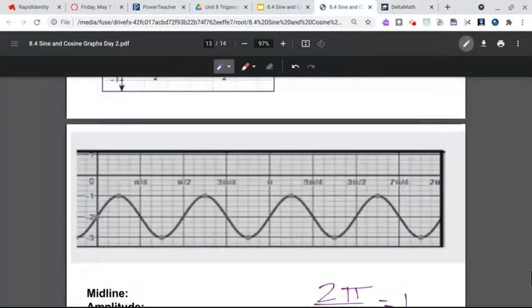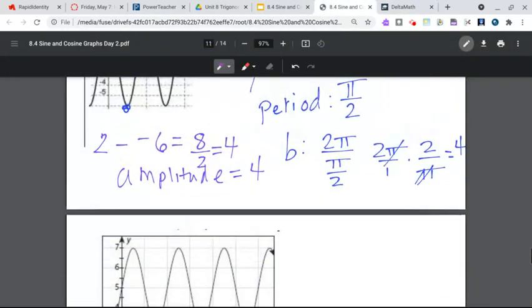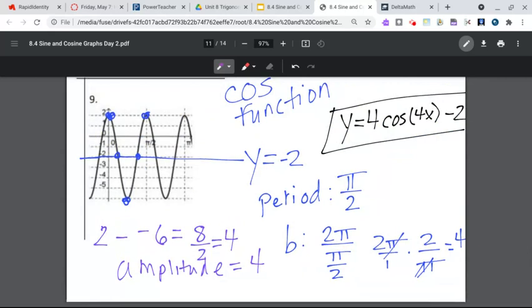Make sure that you wrote down some good example problems. Understand that first find your midline, determine if the graph starts at its midline or not. If it does, it's a sine function. If it doesn't, it's a cosine function. Use the midline to the max or the min to find the amplitude. Remember to find your b value. It's 2 pi over the period, and the period is one cycle of the graph.